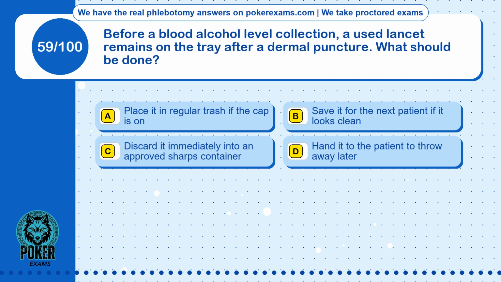Question 59. Before a blood alcohol level collection, a used lancet remains on the tray after a dermal puncture. What should be done? Option A, place it in regular trash if the cap is on. Option B, save it for the next patient if it looks clean. Option C, discard it immediately into an approved sharps container. Option D, hand it to the patient to throw away later.